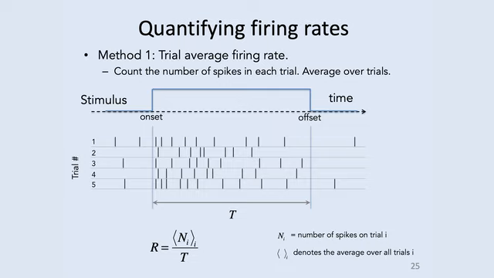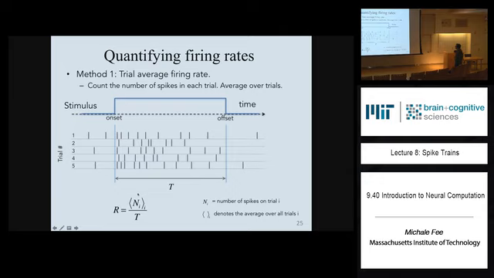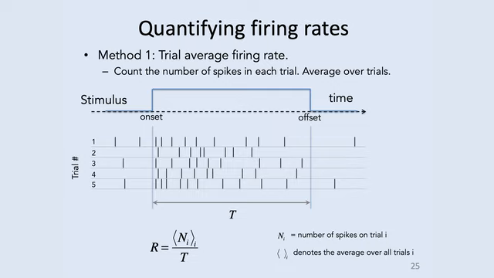So n_i is the number of spikes that occurred on the ith trial. The brackets here represent the average over that quantity i, which is trial number. Okay, so we're going to count the number of spikes on the ith trial and average that over trials. Then once we have that average count, we simply divide by the interval T that we're counting over, and that gives us a rate.